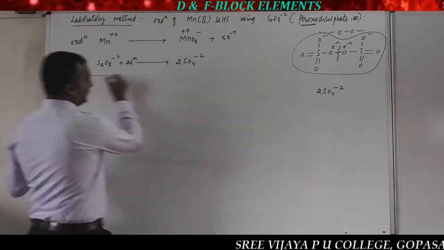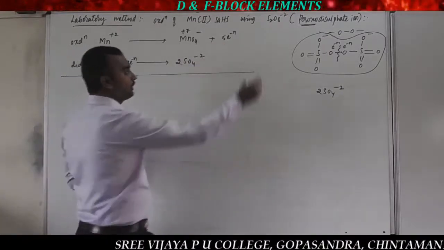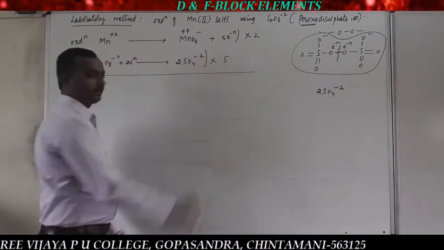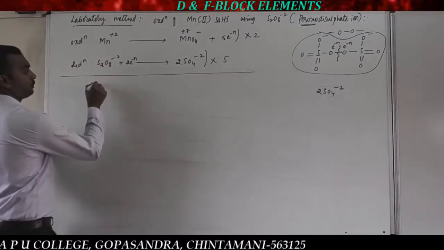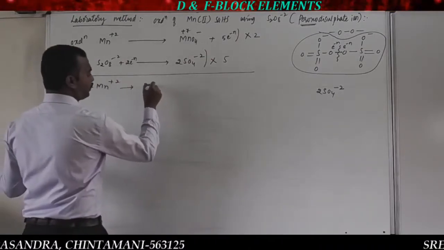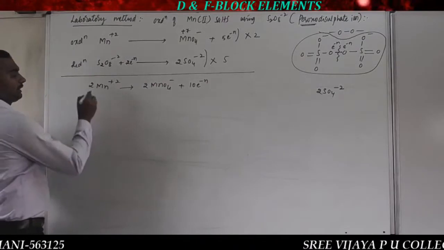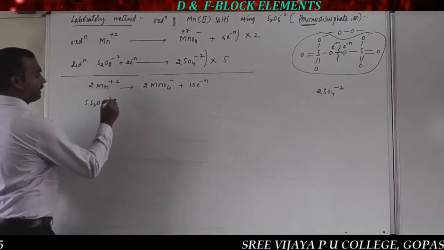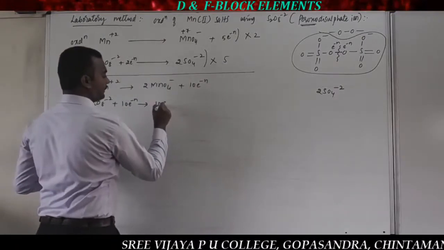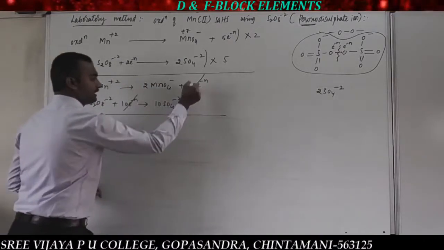Now let us balance. Here 2 electrons are accepted, and 5 electrons are released. So this is multiplied by 2 and this equation is multiplied by 5. To balance, we get 2Mn2+. Multiplying the first equation by 2, it is converted into 2MnO4- plus 10 electrons. Multiplying the second equation by 5, we get 5S2O8 2- plus 10 electrons, and 5 times 2 is 10 sulfate ions. Now we write the overall reaction, where the 10 electrons cancel.